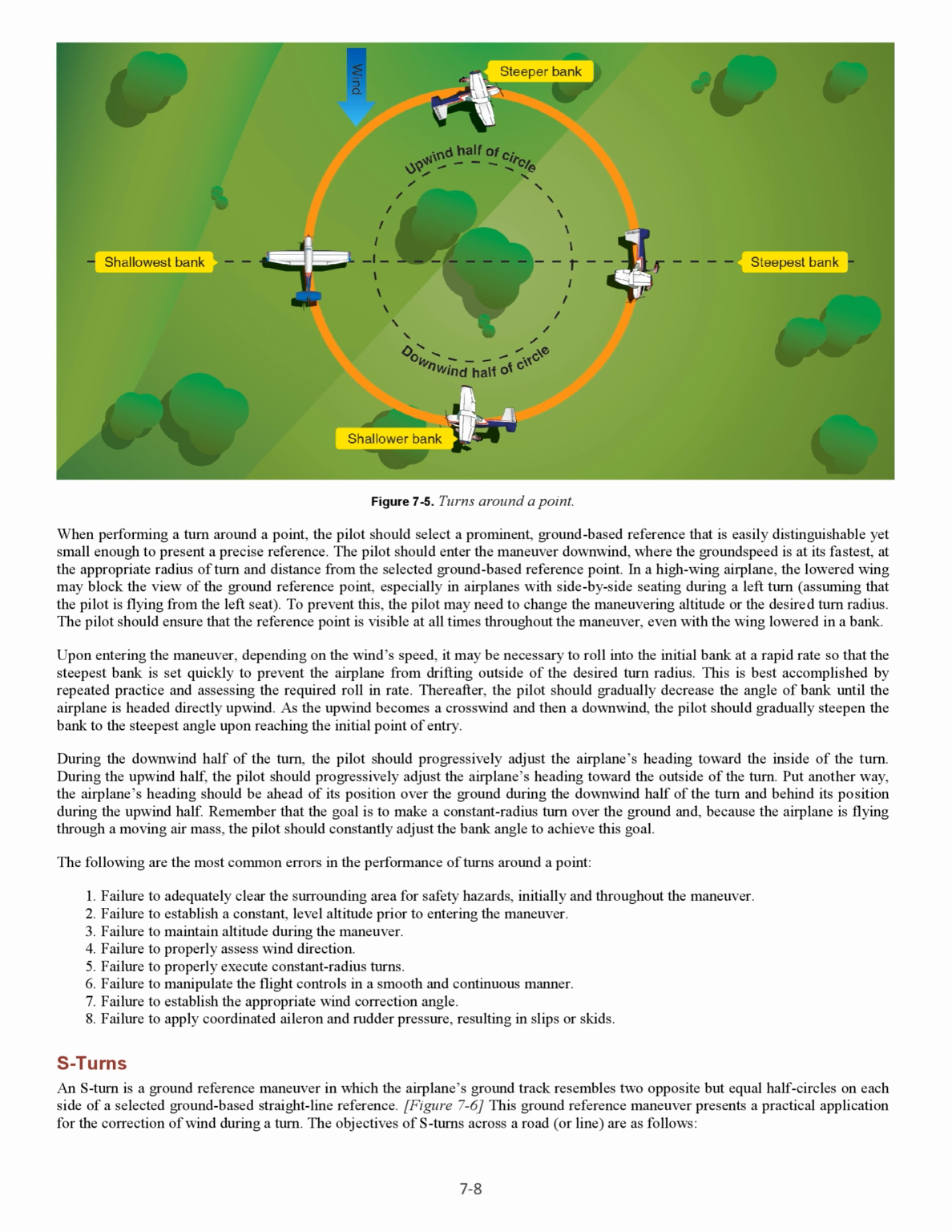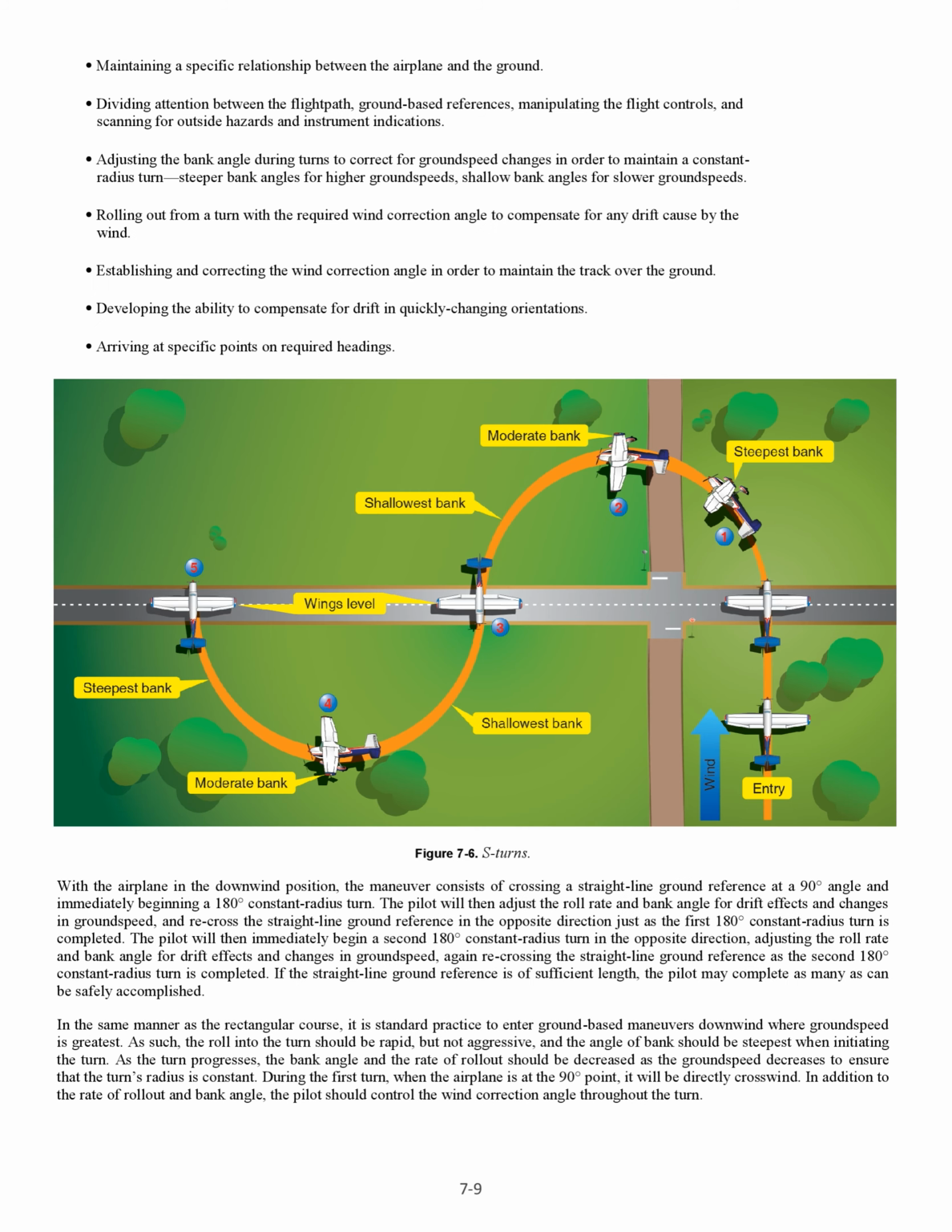The objectives of S-turns across a road, or line, are as follows: maintaining a specific relationship between the airplane and the ground, dividing attention between the flight path, ground-based references, manipulating the flight controls, and scanning for outside hazards and instrument indications. Adjusting the bank angle during turns to correct for ground speed changes in order to maintain a constant radius turn, steeper bank angles for higher ground speeds, shallow bank angles for slower ground speeds.